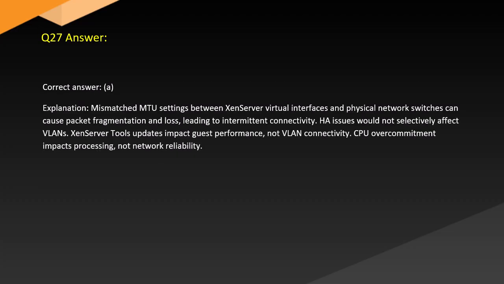Answer. Correct answer: A. Explanation. Mismatched MTU settings between XenServer virtual interfaces and physical network switches can cause packet fragmentation and loss, leading to intermittent connectivity. HA issues would not selectively affect VLANs. XenServer tools updates impact guest performance, not VLAN connectivity. CPU overcommitment impacts processing, not network reliability.